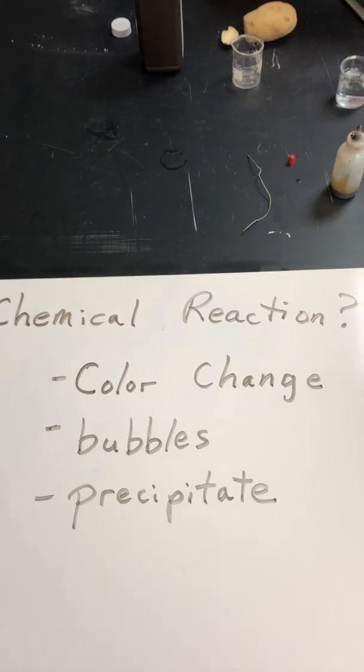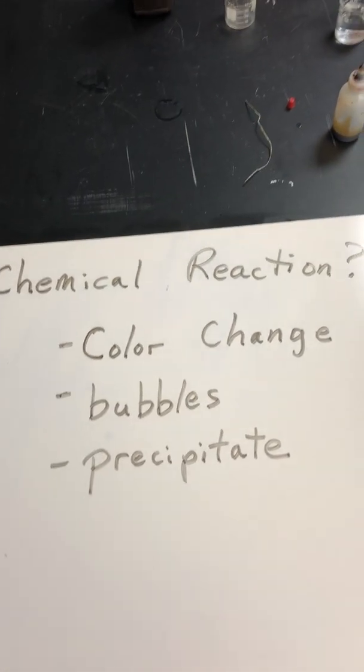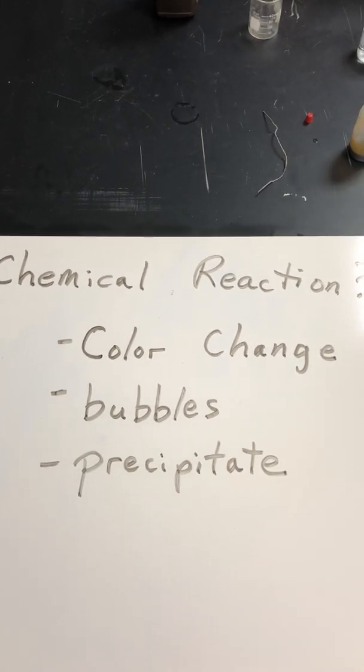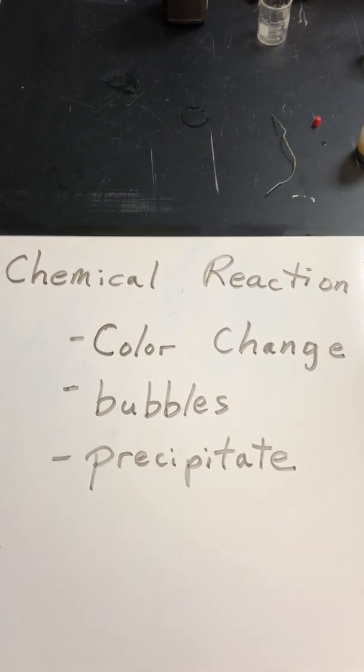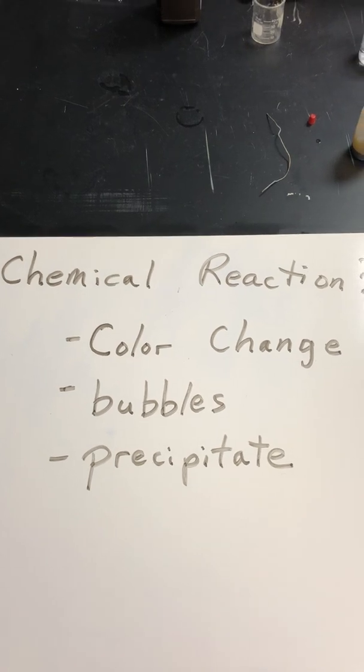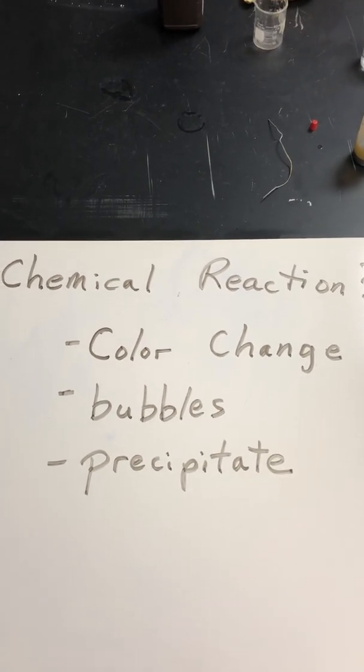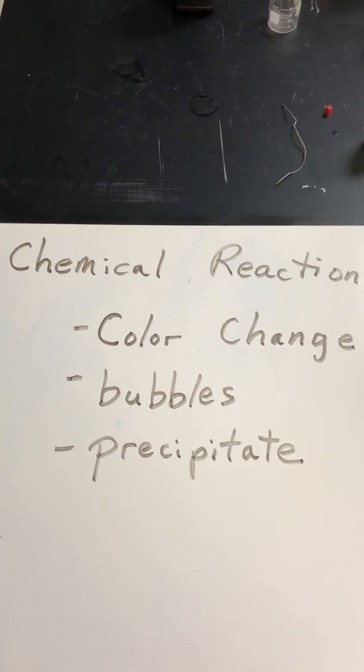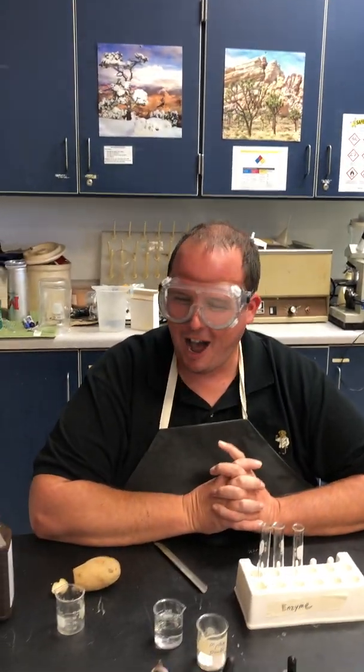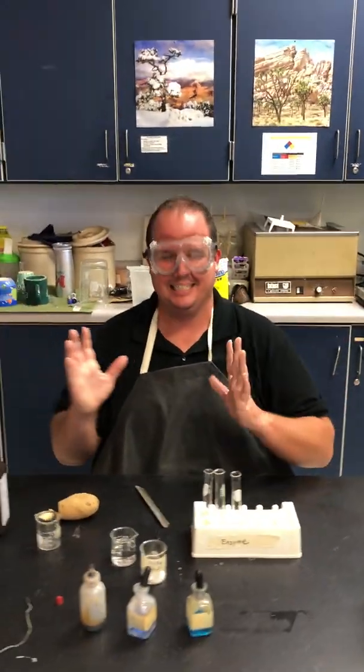A precipitate, I will just say, is instead of a gas being produced like bubbles, a new solid or powdery stuff that's produced that wasn't there before. That is, Miss Murdoch, thank you. That's what a precipitate is. Oh my gosh, she is amazing.